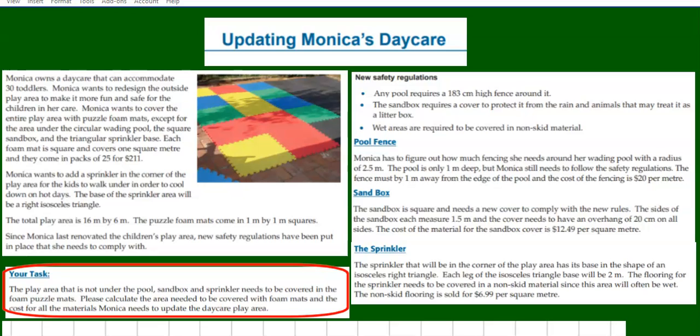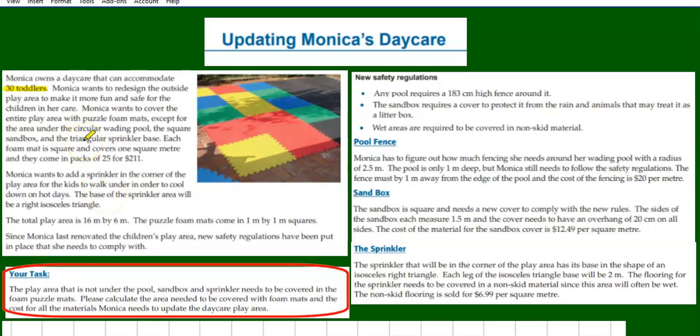Okay, here's the solution for updating Monica's daycare. So let's read the problem, and at the same time we'll highlight important information. Monica has a daycare that can accommodate 30 toddlers. Okay, that's a number. Maybe we need to know that. Maybe it'll be useful in the problem.